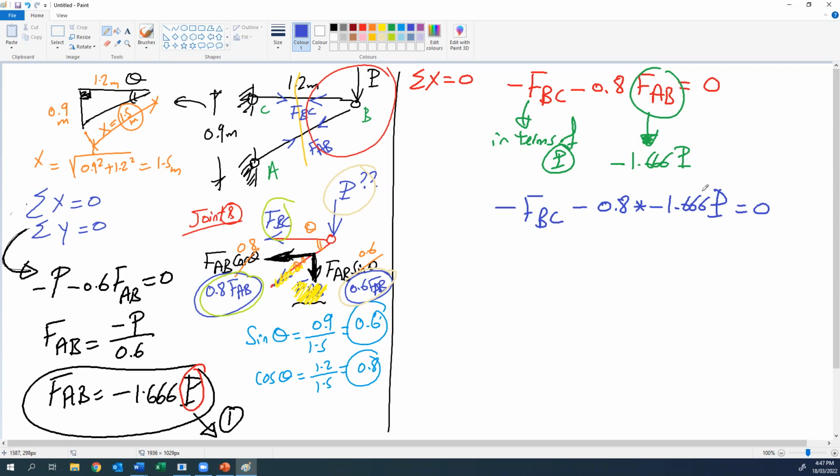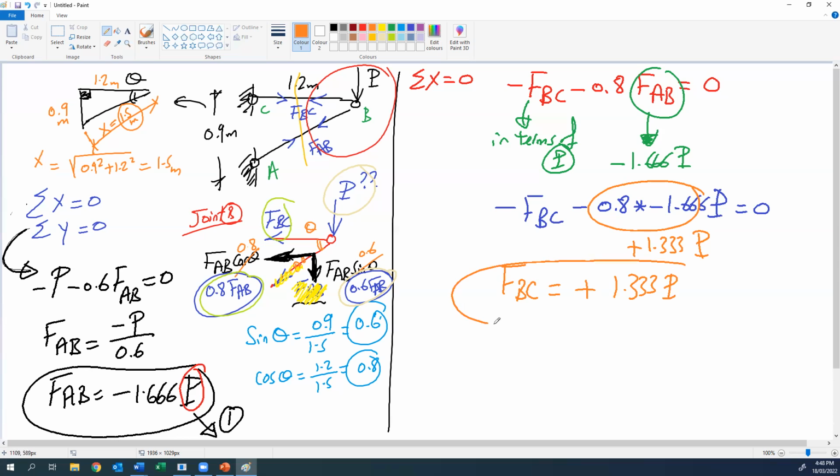So from this equation, we will find that negative FBC, negative 0.8 multiplied by negative 1.666B should be 0. These two together will give us plus 1.333B. So FBC will be positive 1.333B. And I will call this equation 2.